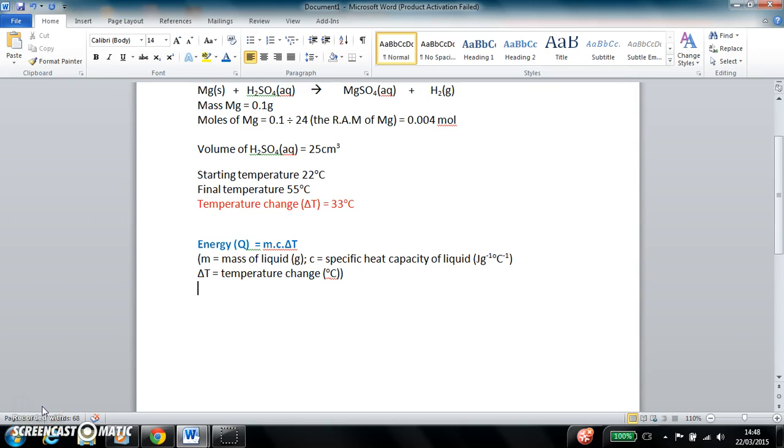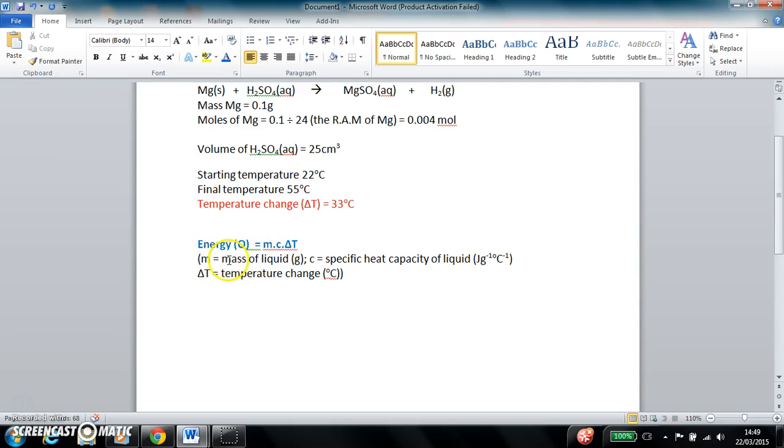First calculation we have to do from this experiment is to work out how much energy is released and given out and put into the acid. And there's a fairly standard equation which keeps cropping up in this particular topic of enthalpy changes, and that is energy, given the symbol Q, equals mc delta T. Now this is worth a little bit of explanation.